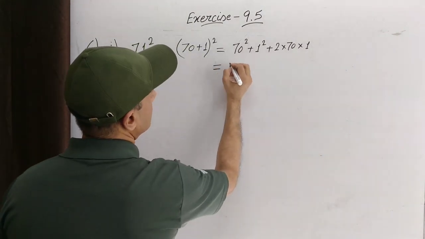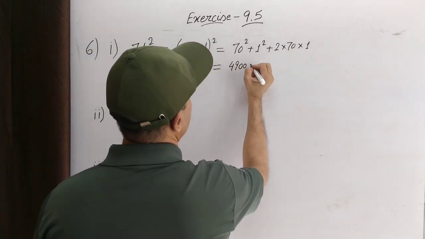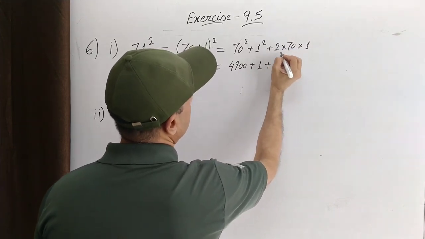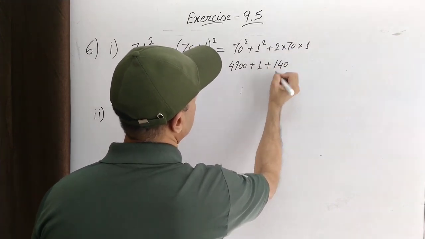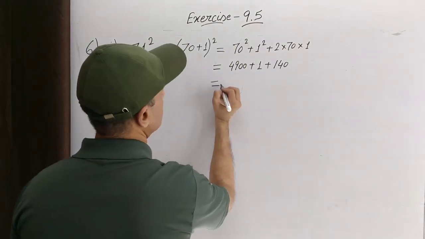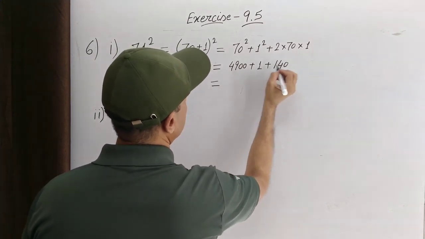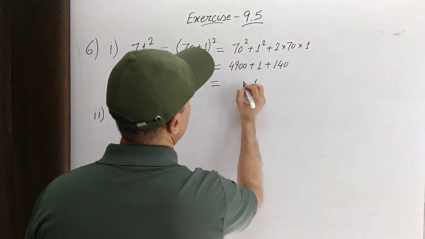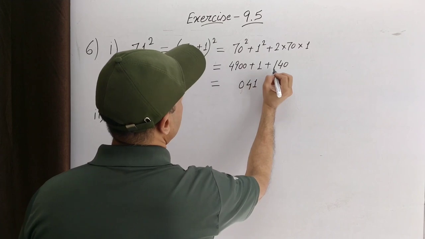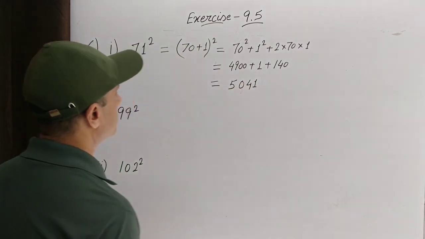This is equal to 70 square, that is 4900, plus 1 plus this is 7 into 2, 14 and 140. So we add this up. This is equal to, we have got 1, 0, 1, so we'll get 1 here and 4 here and a 0 here and a 5 here. So this is our answer.